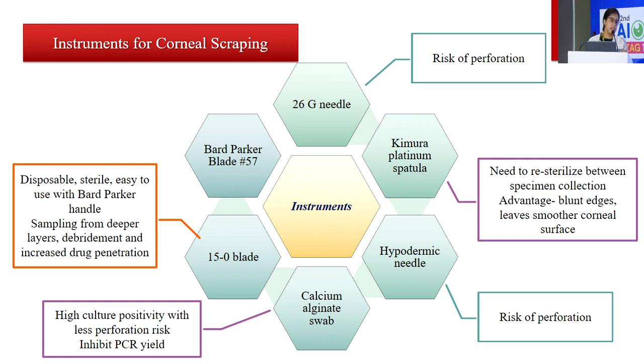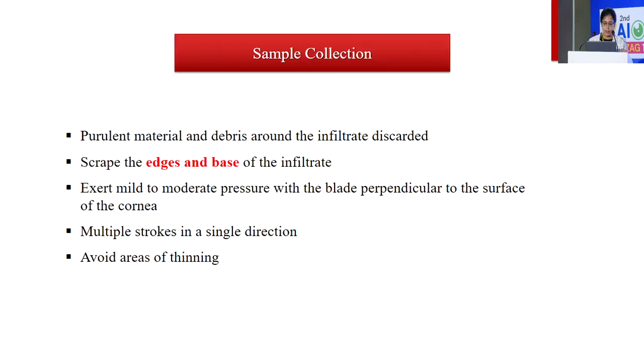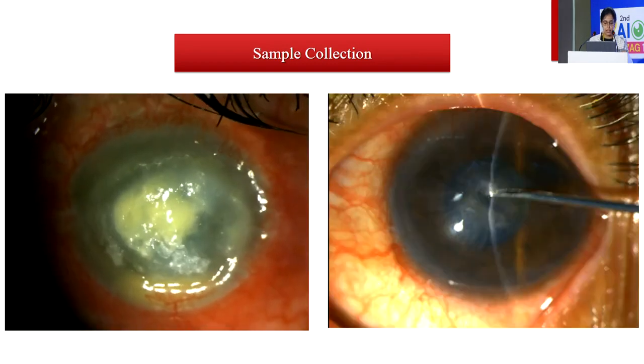So in cases with thinning, you can use swabs as well. Purulent material and debris around the infiltrate should be discarded first. Scrape the edges and the base of the infiltrate. Exert mild to moderate pressure, with multiple strokes in a single direction, and avoid areas of thinning.